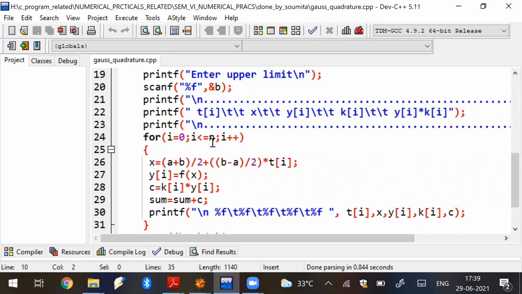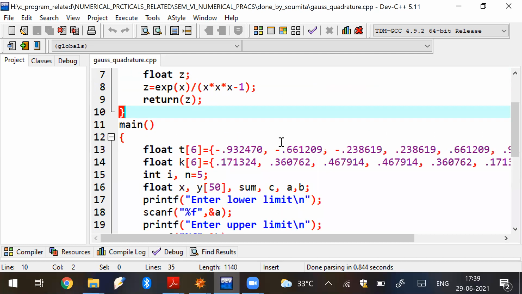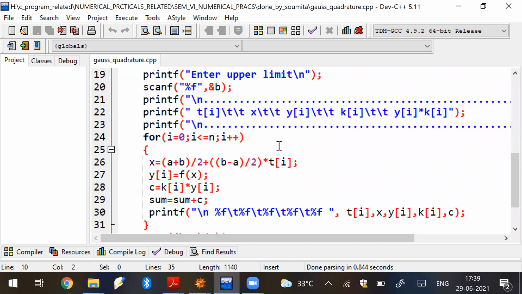Okay, so for that, what you are doing, i starting from 0 to n, we have to perform the translation. So this is the translation formula. Okay, once you perform the translation, you have to calculate f of xi. So yi equal to f of xi, but xi means this thing only. So yi equal to f of (a plus b by 2 plus b minus a by 2 into ti). You already have ti in your hand, so you can easily calculate. f of x is also there in the sub function, so you can easily calculate this yi.